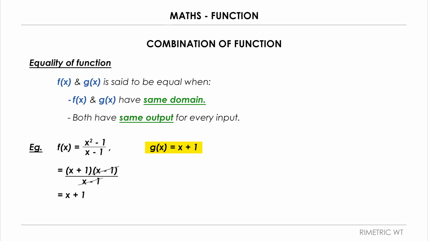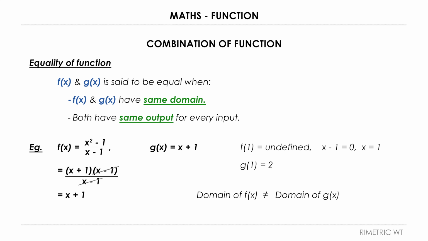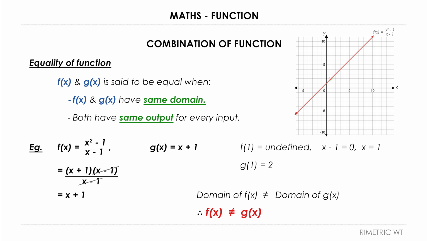But these are not equal because f of 1 is undefined, since division by 0 makes the function undefined, while g of 1 is perfectly happy being 2. This means even though both functions have the same output for the rest of the inputs, their domain is not the same. Therefore, they're not equal. In a graph, f of x would have a tiny hole at x equals 1 that g of x doesn't have, illustrated as shown here. This means we should not do mere cancellation in function operations as we do in numbers or variables.